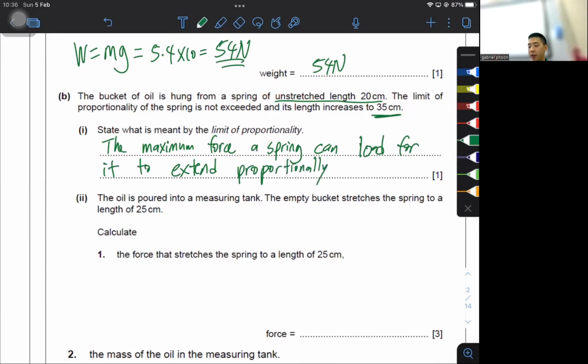Or anything along the lines. For me, I wrote the maximum force a spring can load for it to extend proportionally. Because beyond the limit of proportionality, it will just start bending downwards, guys. You could literally write anything, it's fine along this line. It doesn't have to be word by word. But you should have the graph in your mind, guys. The graph where it starts to curve, that's the limit of proportionality here.